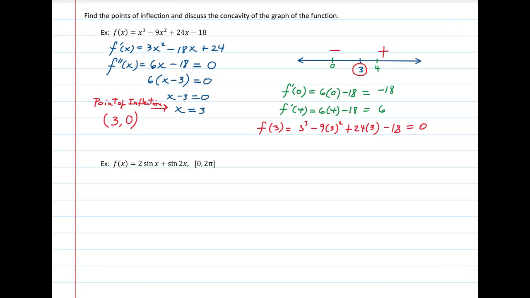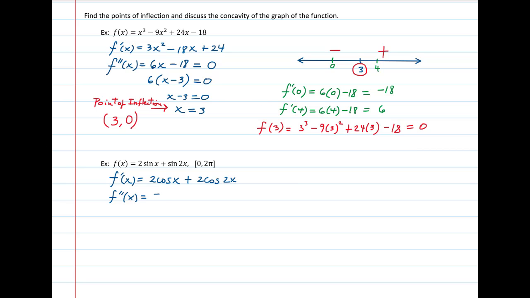Okay, so here we have another example. f of x equal to 2 sine of x plus sine of 2x. The first thing we're going to do is find the first derivative. We get f prime of x is equal to 2 cosine of x plus 2 cosine of 2x. Now, in this function, we're only going to consider the closed interval 0 to 2 pi.